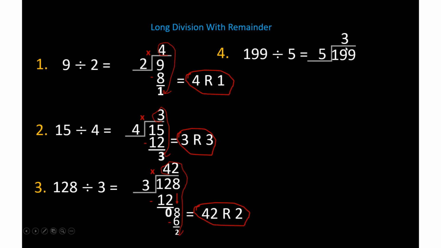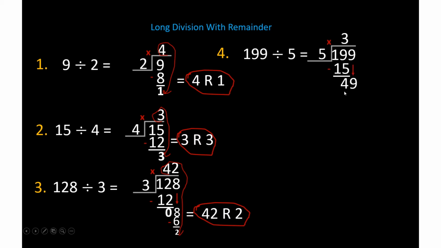We have 3 5s. And the 3 5s will sum up to 15. We know that by multiplying 3 times 5, which is 15. And then we subtract to know our remainder. Say 19 minus 15 is 4. We go gradually. 9 minus 5 is 4. 1 minus 1 is 0. So our remainder is 4. We bring down this 9.